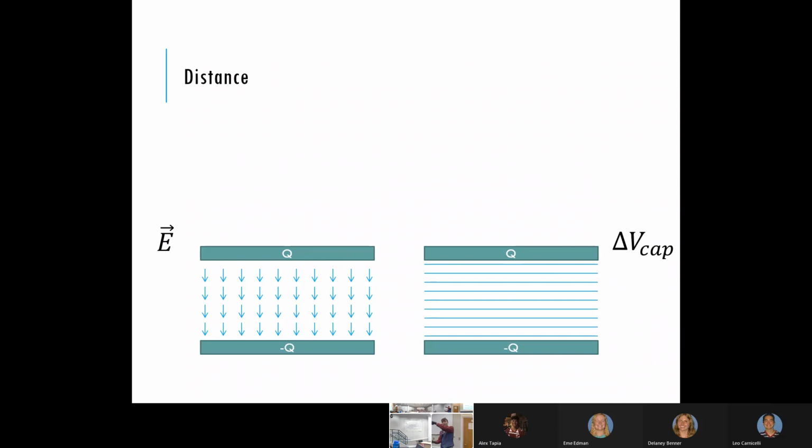Stays the same, increases, decreases. Go ahead, talk to your neighbor, get an idea. If I take these two, charge it up, disconnect the supply, now stretch the plates far apart, does the electric potential increase, decrease, or stay the same?